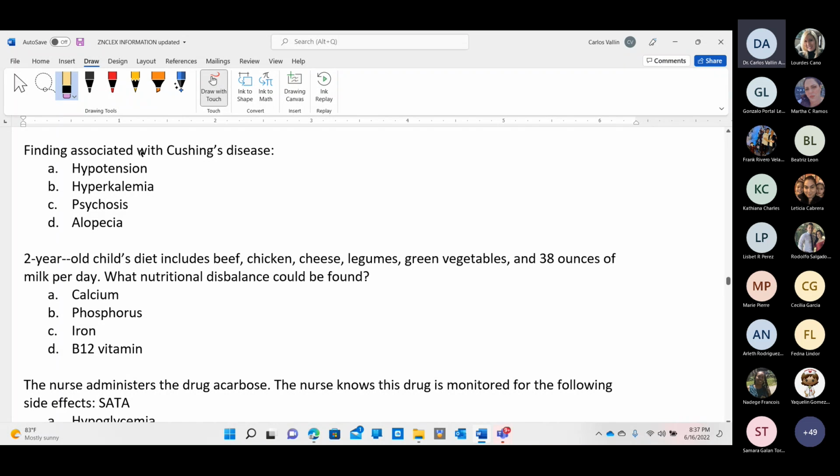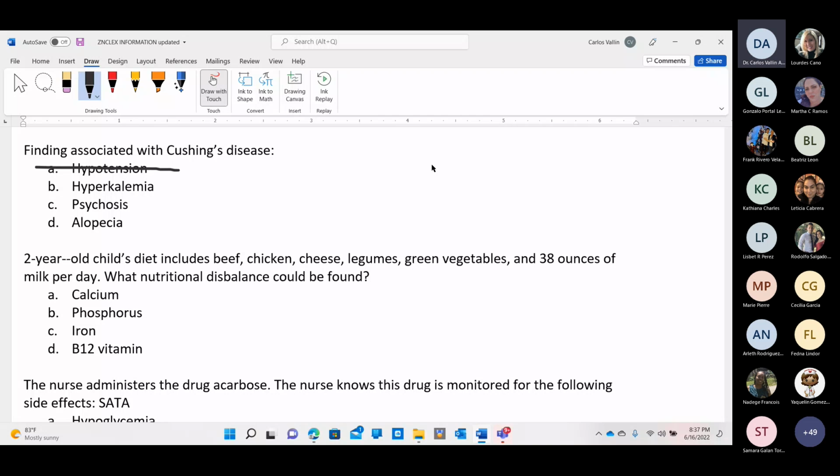Findings associated with Cushing disease: hypotension, hyperkalemia, psychosis, alopecia. Of these four items, which one is found in Cushing? Let's start ruling out. Hypotension. What do we have in Cushing, hypotension or hypertension? Hypertension. So I rule that out.